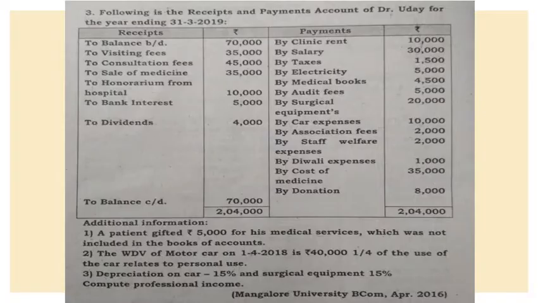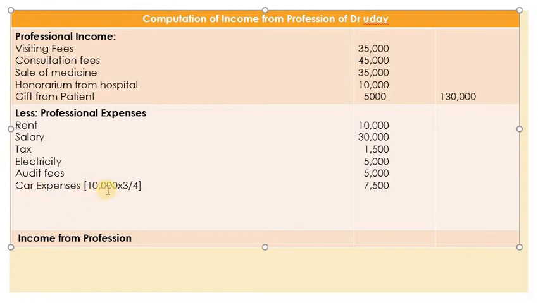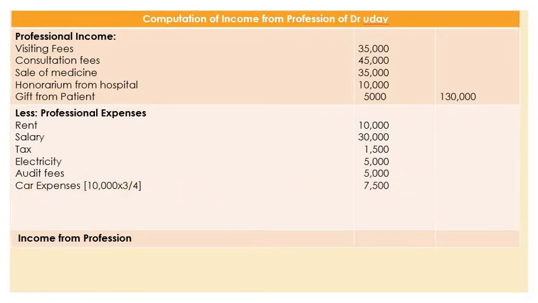Let's go to the problem once again. Then car expenses: there is an adjustment here, depreciation on car 15%, surgical equipment 15%. The written down value of the car is 40,000. 1/4 of the use of the car is for personal purpose. So out of the total expenses, 3/4 is related to his profession. So car expenses 10,000 into 3/4, that is 7,500.